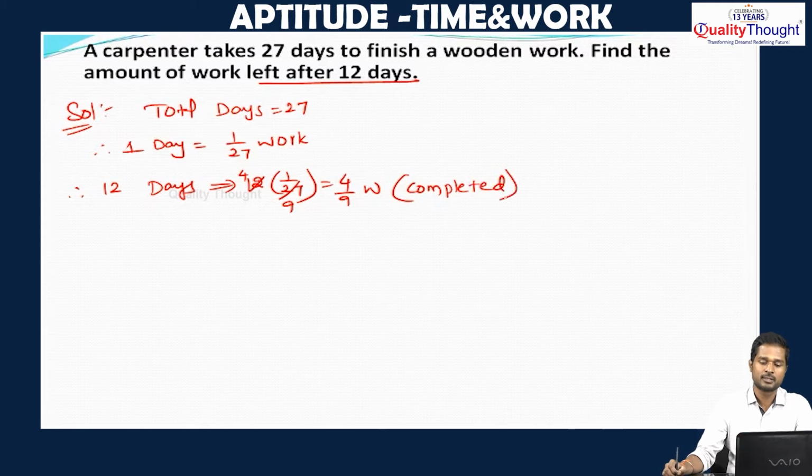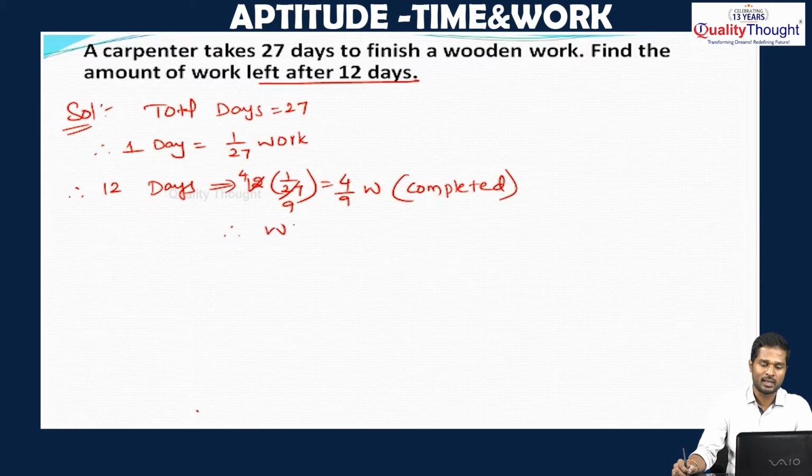This is the work that is completed by that carpenter in 12 days. Now what is the question? Find the amount of work left after 12 days. So we will find out what is the amount of work left after 12 days.